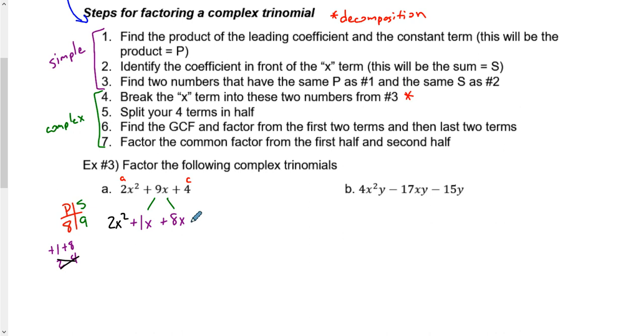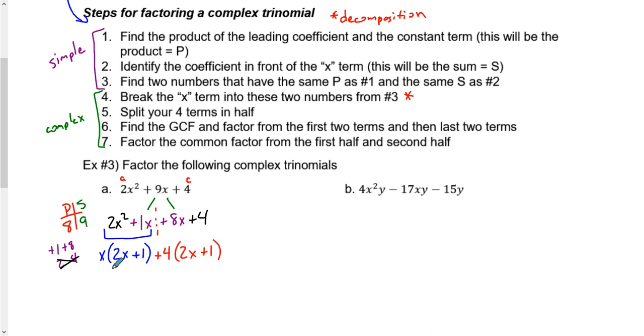All right, let's keep on going. Just bring down the other terms. Now we're going to split our 4 terms in half. Done. That's probably my favorite step because it's extremely simple. Now we find the GCF and factor from the first 2 terms and then the last 2 terms, which means we're looking at these first 2 terms and finding a GCF. In this case, it's x. When we factor that x out, we would be left with a 2x add 1. When we look at the last 2 terms, there is a +4 that's common, leaving us with a 2x add 1.